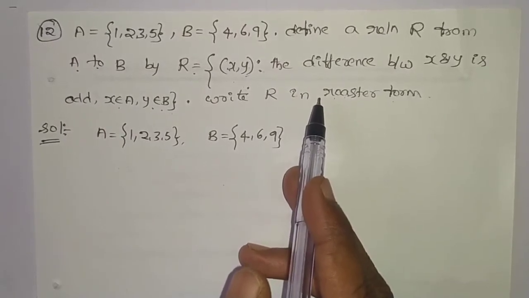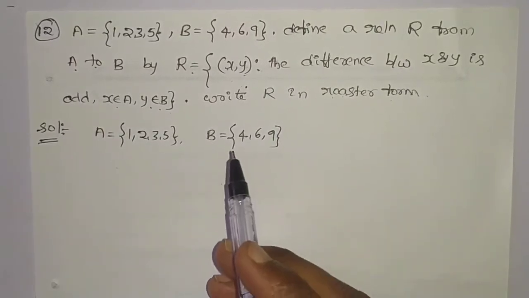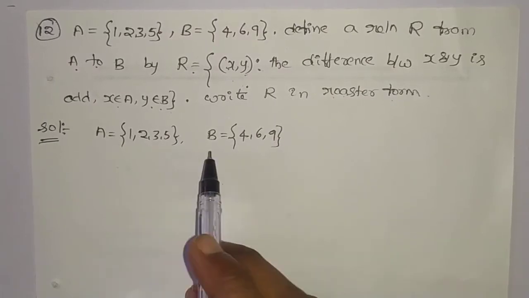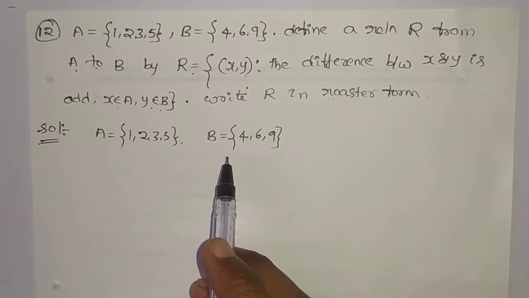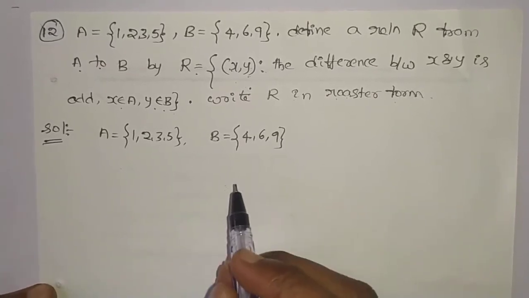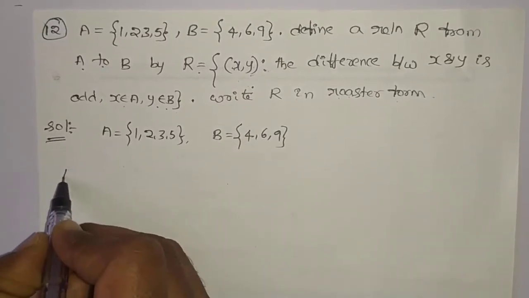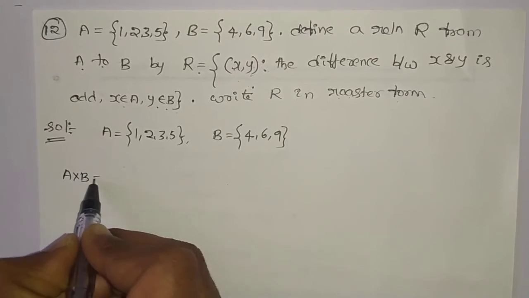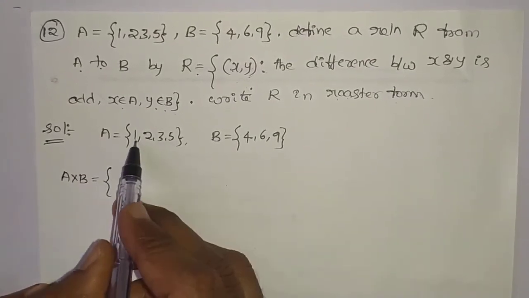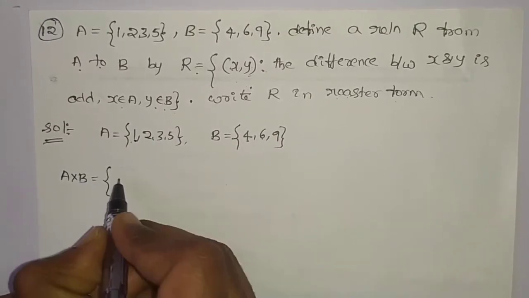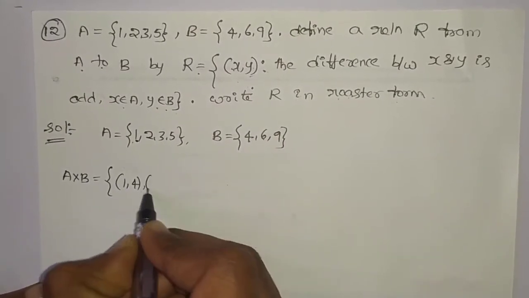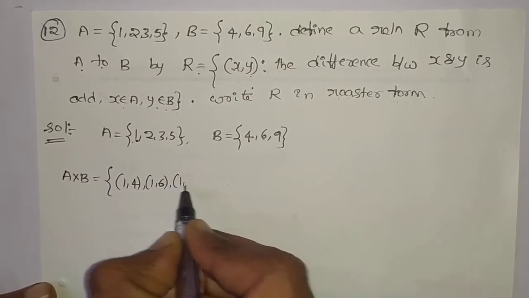So I want you to make it very easy, so I am writing A cross B. One step will be extra. Don't worry, one step will be extra. And also you know how to find A cross B. A cross B equals: how to find A cross B? (1, 4), (1, 6), (1, 9).